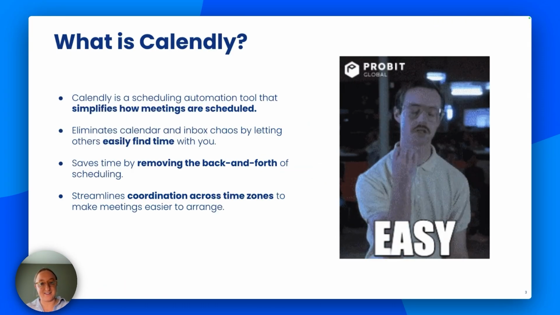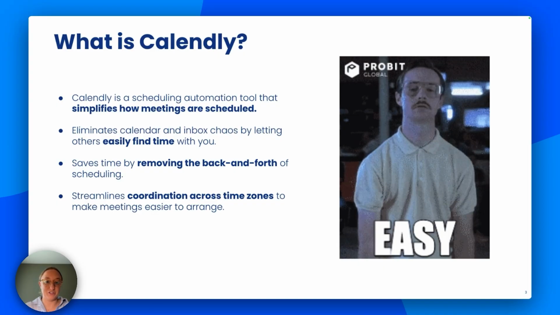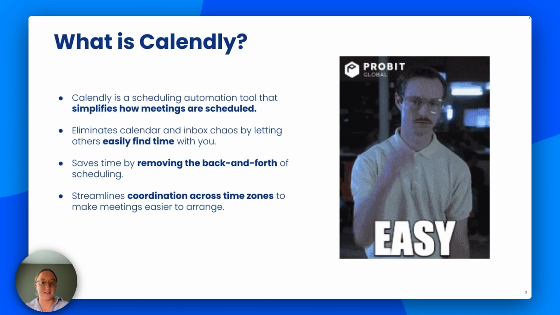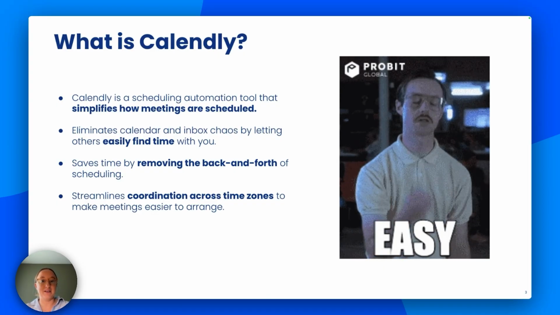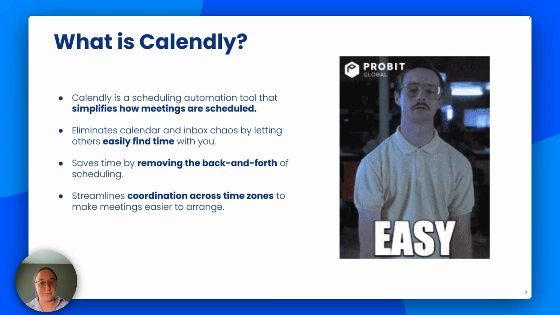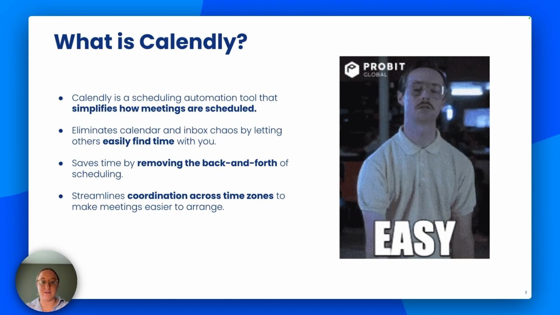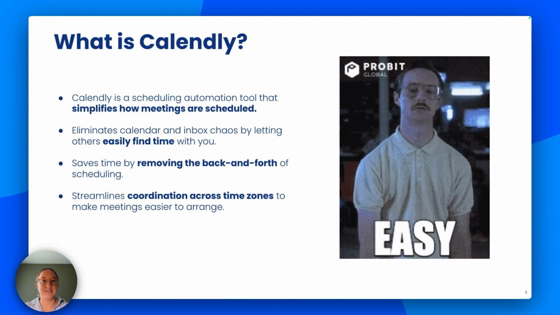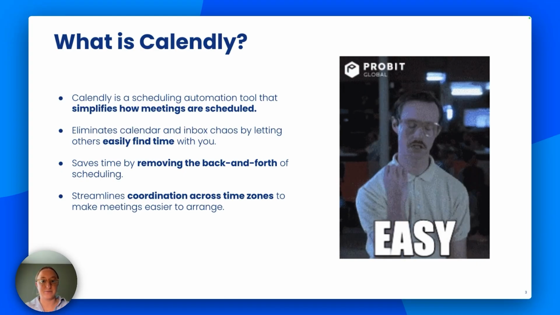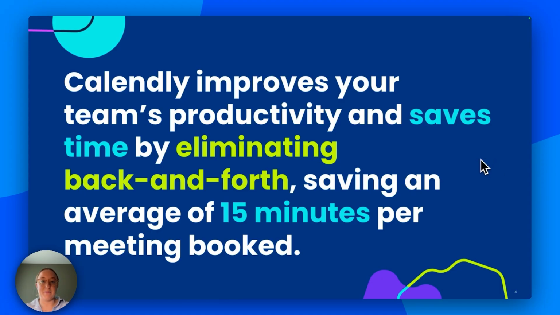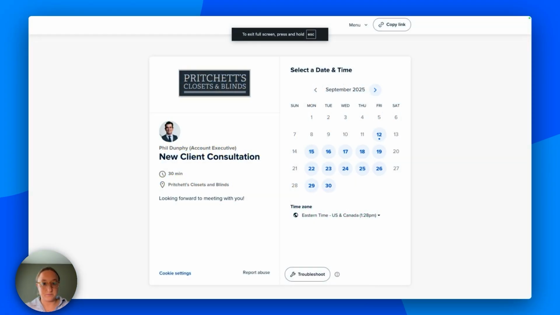So what exactly is Calendly? Calendly is a scheduling automation tool that removes the chaos from your calendar and your inbox by making it easier for people to set up meetings with you. Our goal is to save you time by removing the unnecessary back and forth in trying to coordinate busy schedules across various time zones. On average, Calendly is said to save about 15 minutes per meeting booked when you think about the back and forth emails that traditional scheduling requires.